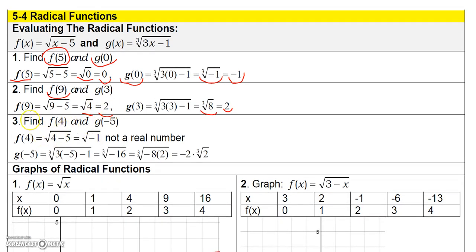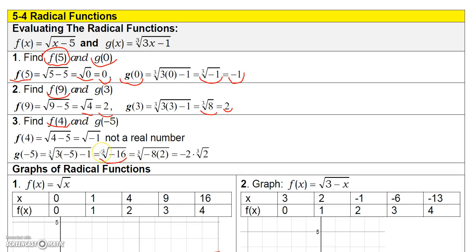And then f of 4. If I want to evaluate this function at 4, it would be the square root of 4 minus 5, which would be the square root of negative 1, and the square root of negative 1 is not a real number. And then if I want to evaluate g of negative 5, then I get cube root of 3 times negative 5 minus 1. Well, 3 times negative 5 minus 1 is negative 16, so I get the cube root of negative 16. And you can take the cube root of negative numbers, but you can't take the square root of negative numbers.